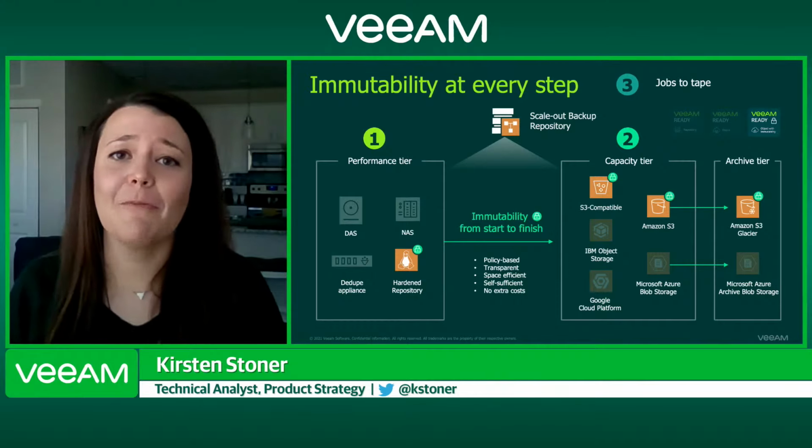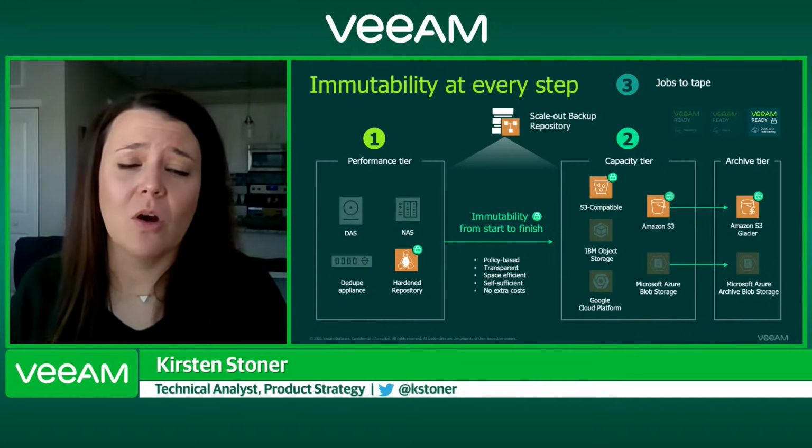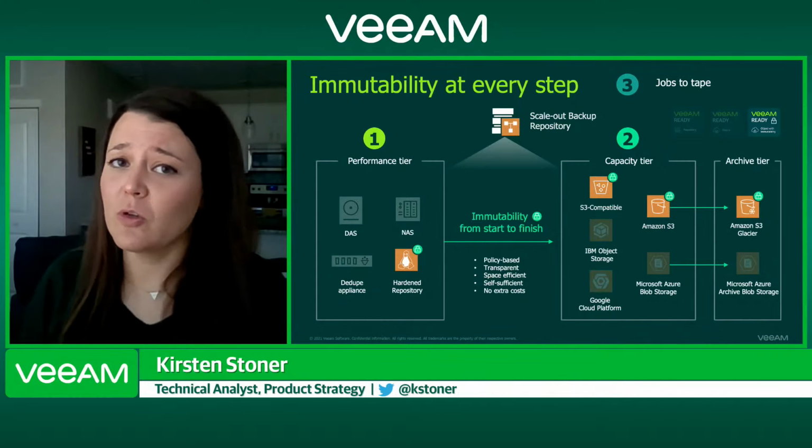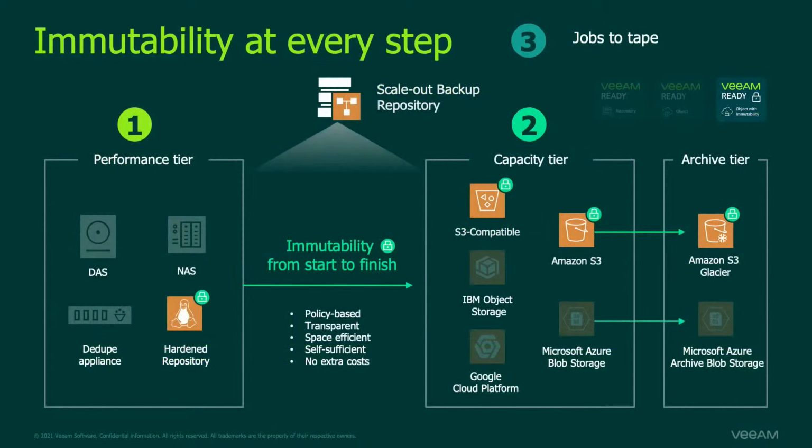And then you can take it one step further with that archive tier. So thinking about, maybe you need to store data for a longer period of time, or maybe you have a lot of data that's rarely accessed. Maybe you need to save some costs on storage. And within that archive tier, you can then once again use that object lock functionality. So really protecting your data for longer periods of time, whether you're storing it in the performance tier, the capacity tier, or the archive tier, you really have immutability from start to finish.